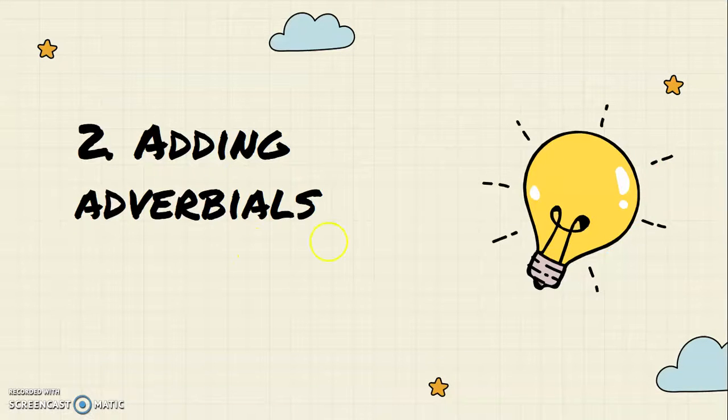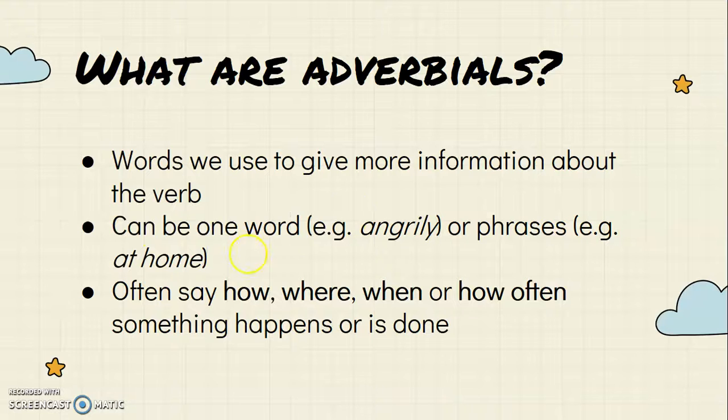Okay, method number 2. We add adverbials. What are adverbials? Okay, look at this word. Adverbials actually come from the root word adverbs. Do you remember the definition of adverbs? Adverbs tell us more about the verb.